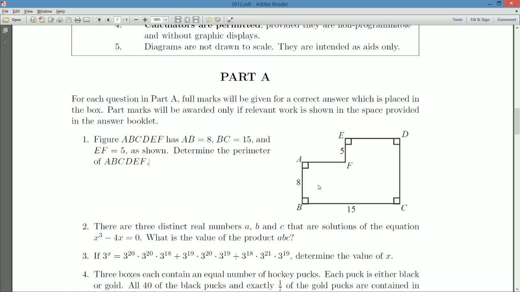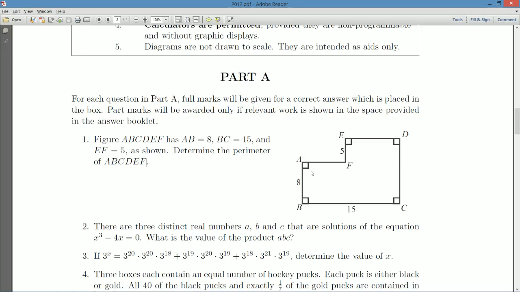So we have this weird figure, 1, 2, 3, 4, 5, 6. It's a hexagon of sorts. Determine the perimeter of ABCDEF. Alright. So noticing all these right angles here might be important. There's sort of 2 ways to do this problem.